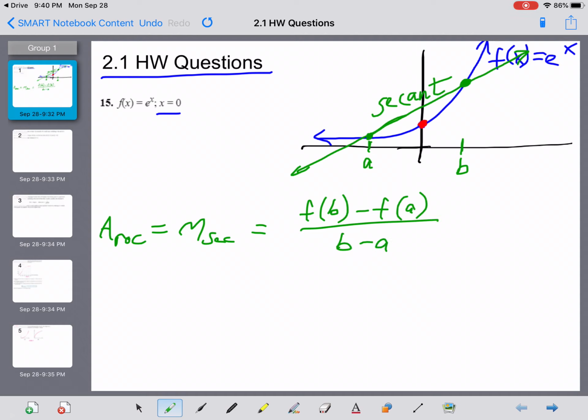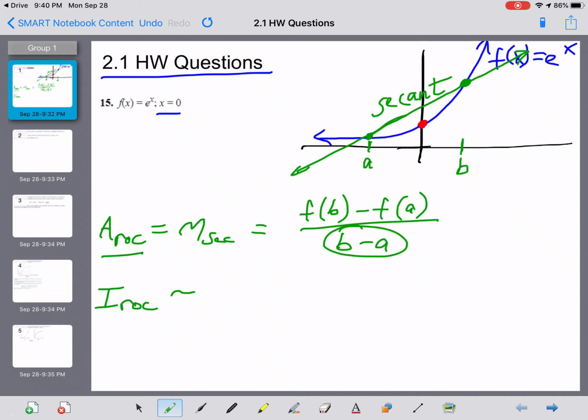And then the big idea that we talked about in our notes in 2.1 is the idea that your average rate of change will become more like an instantaneous rate of change as the width of this interval right here, b minus a, approaches 0. We can't ever let it equal 0, but we can let it approach 0.